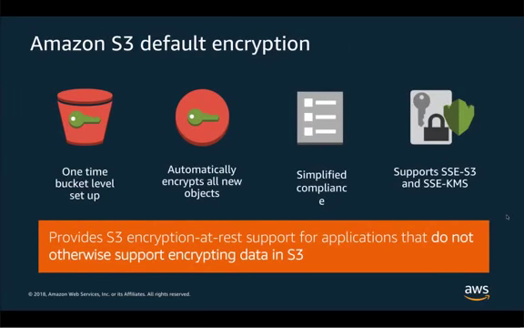Now, prior to last year, we launched Amazon S3 default encryption. Prior to default encryption, you had to ensure that all puts are encrypted with the respective encryption information, or you could set a bucket policy to reject all unencrypted puts. With default encryption, which is a one-time bucket level setup, you can set up whether you want to encrypt the data with SSE S3 or SSE KMS, and all incoming puts, even if they don't have encryption information, will be encrypted by default.